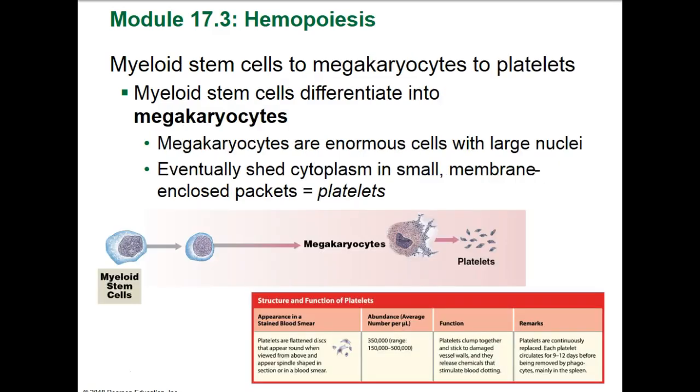Okay, some of the myeloid stem cells will become megakaryocytes, which will then turn to platelets. So the myeloid stem cells will differentiate into megakaryocytes, which are really large cells that have large nuclei. One reason why we call them megakaryocytes. They will eventually shed their cytoplasm into these small membrane enclosed packets we call platelets. They're very small. When you were looking at the slides in lab the other day, you might have seen these little bitty pieces in between the other cells. And they're really just little flattening discs.